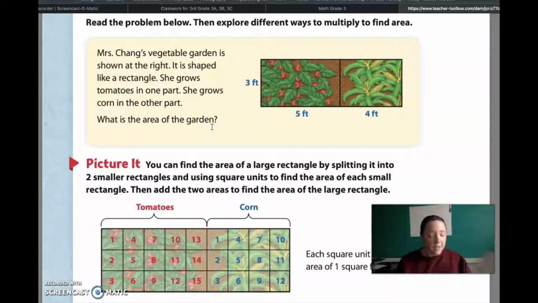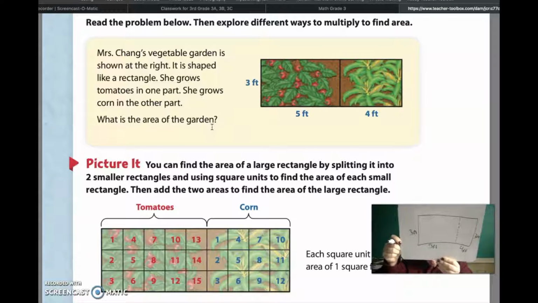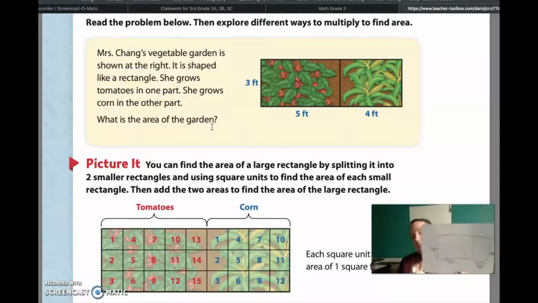So now they want to know the total. What is the area of the total garden? So the entire garden. So we know that corn is over here and we know that tomatoes are here. That doesn't even matter. We just need to know what the whole thing is. So if I want to know the whole thing, I'm going to first find out what my bottom is because I already know what my width is. I need to know what my length is. So what is my length?